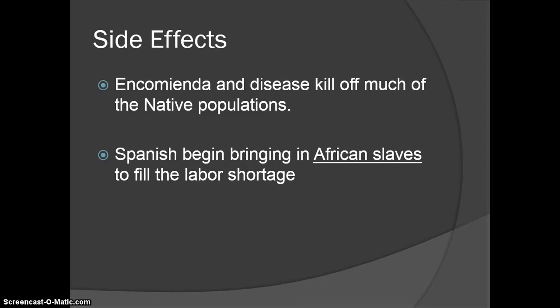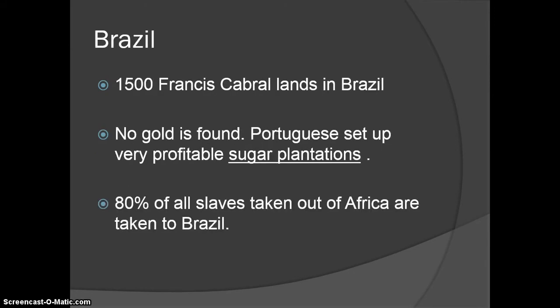Some side effects of this conquest are encomienda kills off much of the native population, along with disease. Disease mainly more so, but both play together to wipe out the native population in the Caribbean. And what this does, it leaves a labor shortage, and this is the start of bringing in African slaves and the triangle trade. They bring in African slaves because they've wiped out the native population and they need to fill that labor shortage with slave labor. So that is the start of slavery, of the transatlantic slave trade.